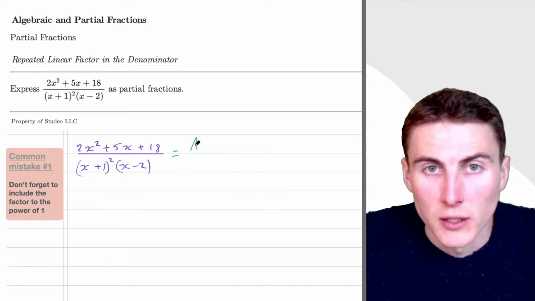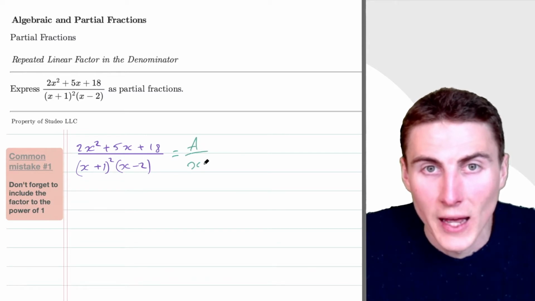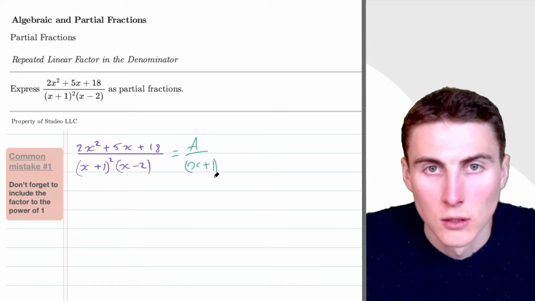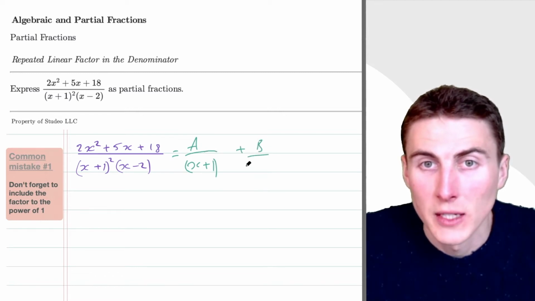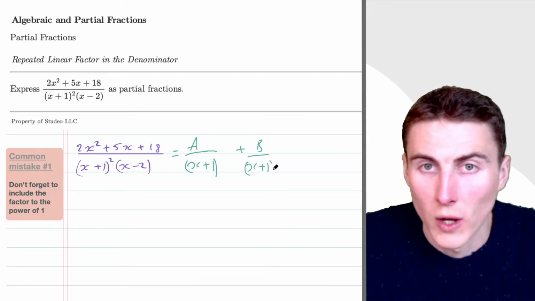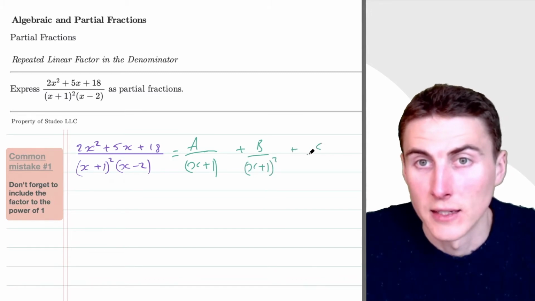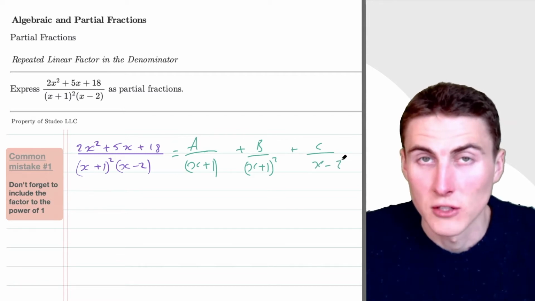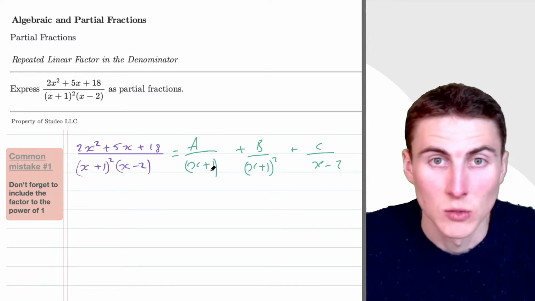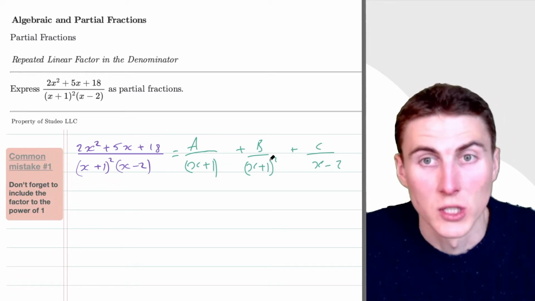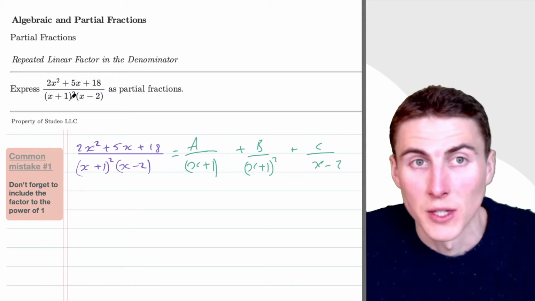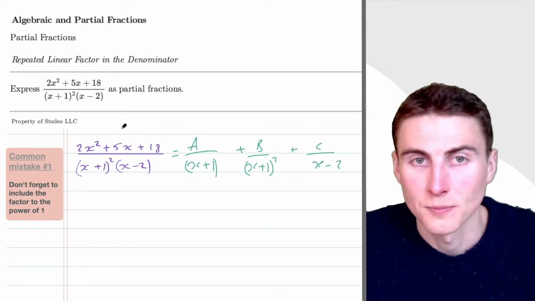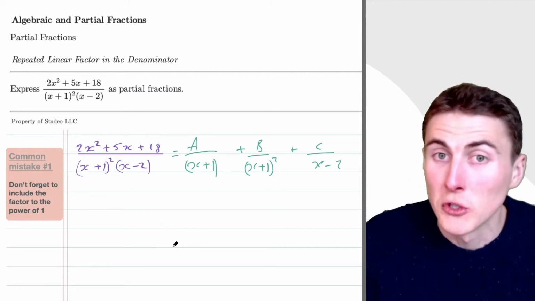So what we're going to do here is we're going to do A over x plus 1. So not x plus 1 squared, but just x plus 1. Then we're going to add B over the x plus 1 squared and add the C over x minus 2. So we're going to split this up into 3 fractions, one of which just has x plus 1 and one of which has x plus 1 squared. That's the key bit to remember to do whenever you have something on the bottom that has a power. And other than that, it's mostly the same.